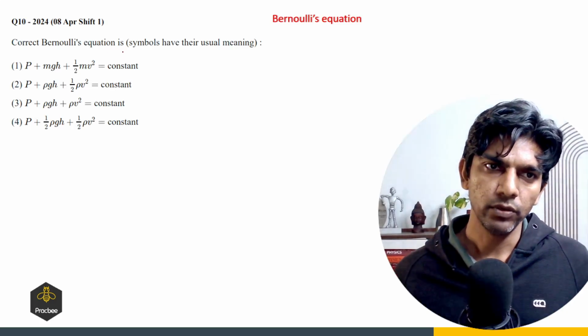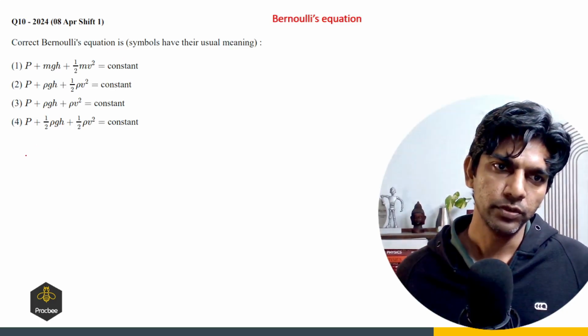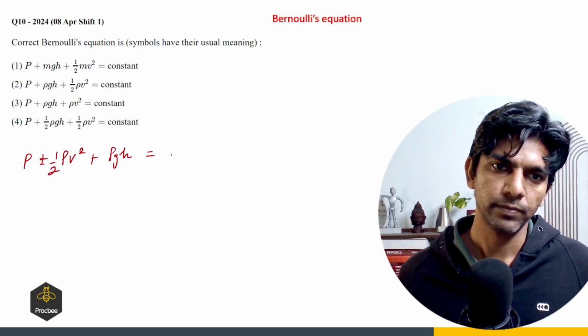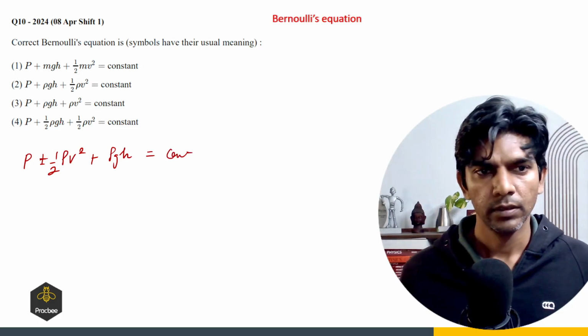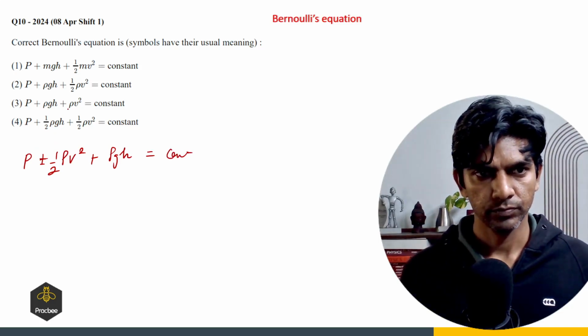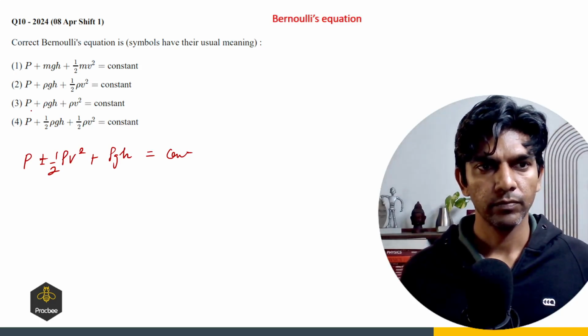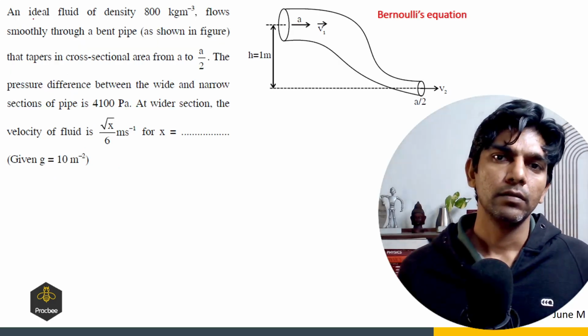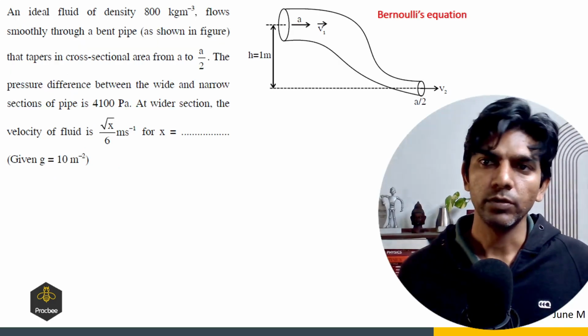So the correct Bernoulli's equation: we know that Bernoulli's equation is P plus half rho v square plus rho gh is constant. So option 2 is the right answer. Right, so another question based on Bernoulli's equation.